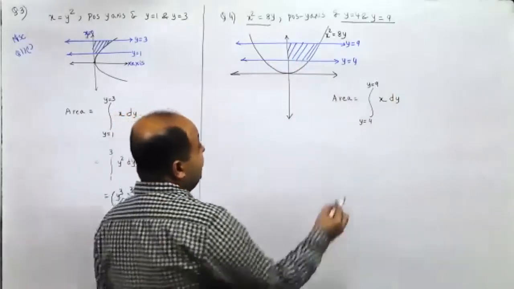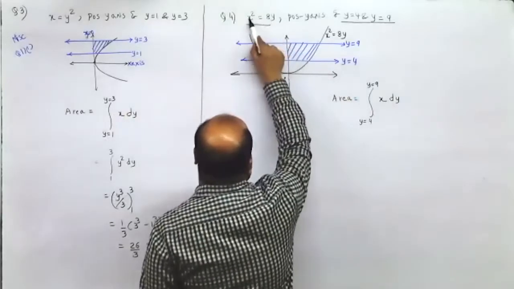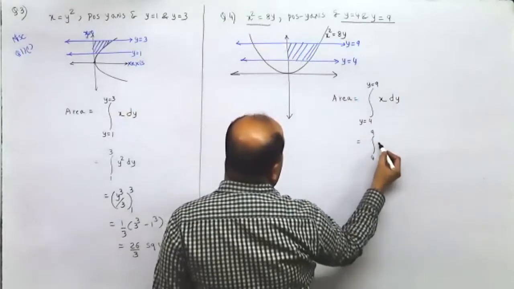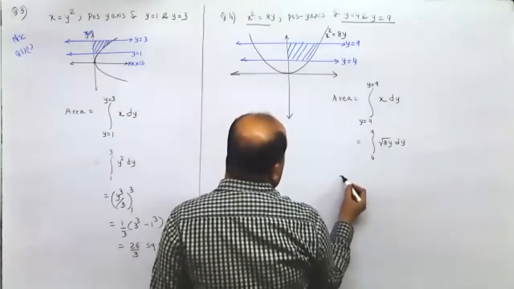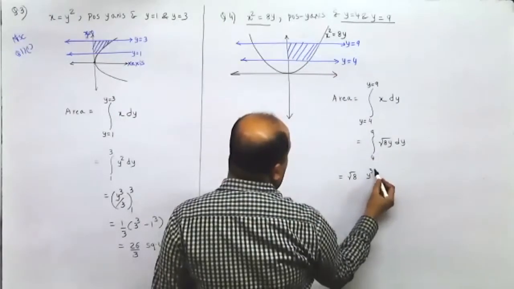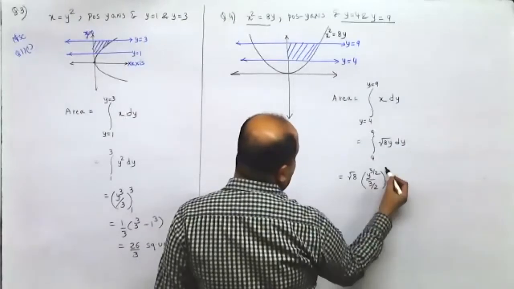Next, this is x. Now convert this to y. X square is 8y, so x is root of 8y. So this would be integral from 4 to 9 of root of 8y dy. Root of 8 comes out. This is root of y, so y raised to half. Y raised to 3 by 2 upon 3 by 2, between 4 and 9.